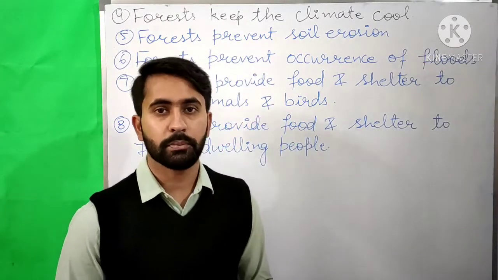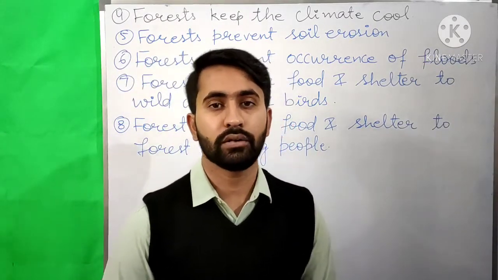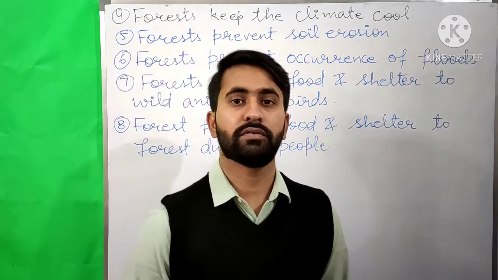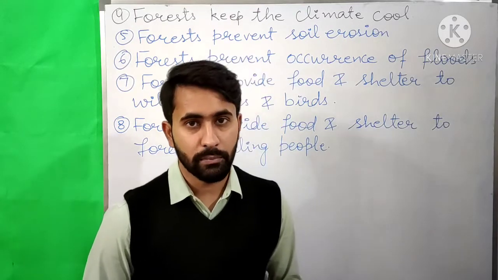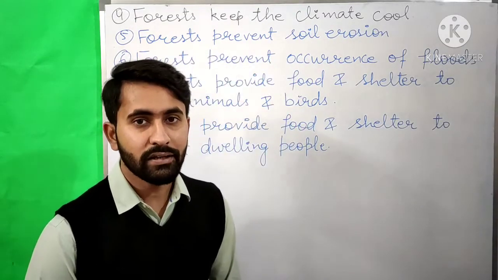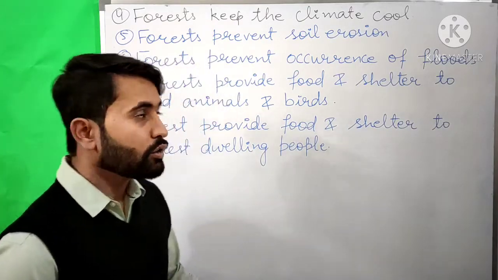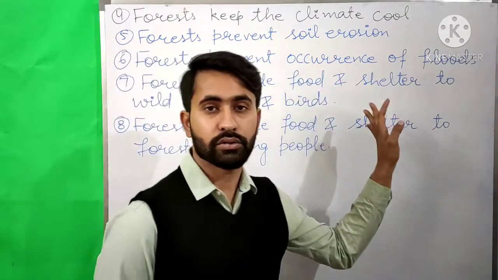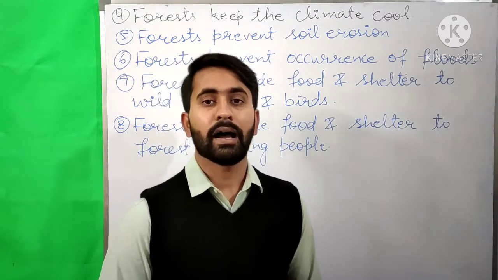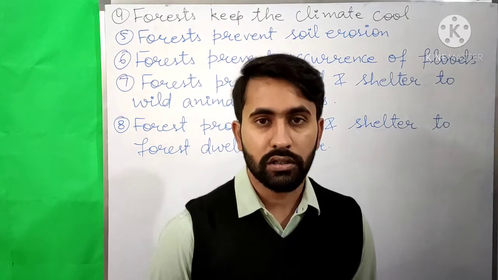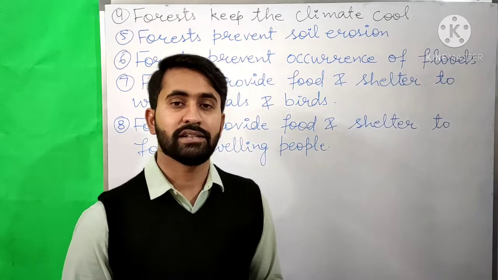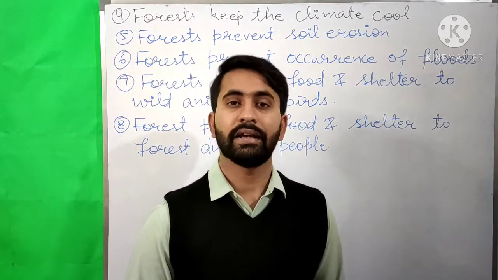The clouds formed by the water vapors going into the atmosphere through the transpiration of water from the forest reflect away some of the sun rays and keep the region comparatively cool and humid. Forests also prevent soil erosion. The removal of top fertile soil from a region, either by rain, water, or wind, is called soil erosion. Soil erosion can change a fertile land into a desert.